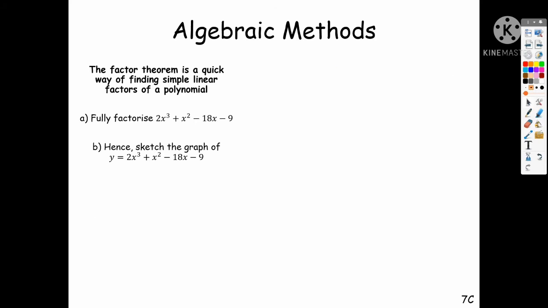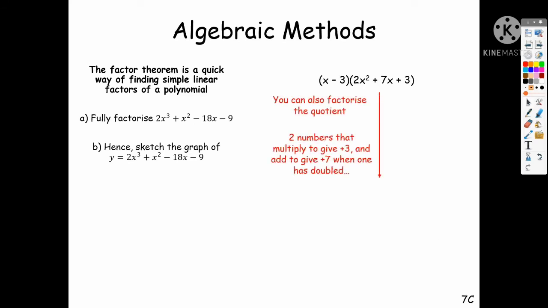You'll see the word quotient a lot in mathematics. You'll see it in differentiation, which is a method in calculus, which you'll see in a bit. So you can also factorise a part of the quotient. So two numbers that multiply to give 3 and add to give 7 when one of them is doubled. And there we go, fully factorised.